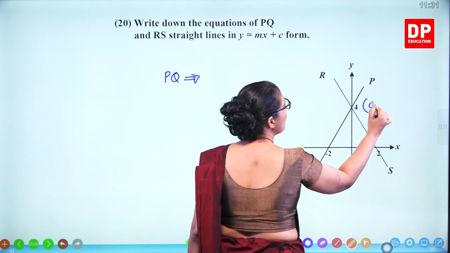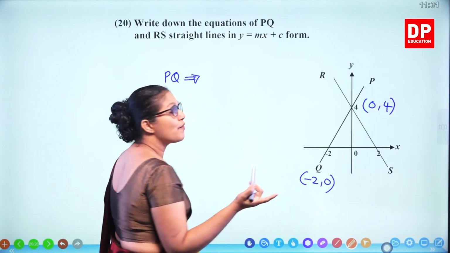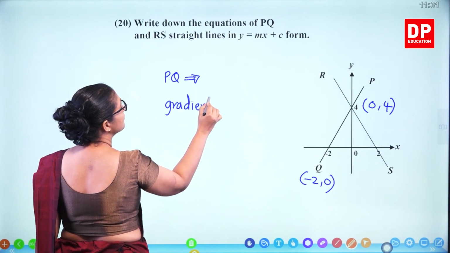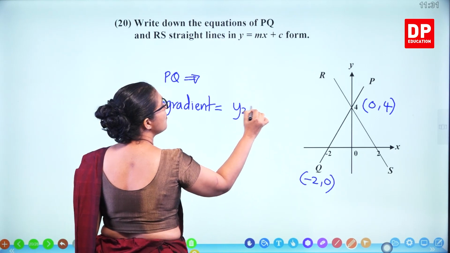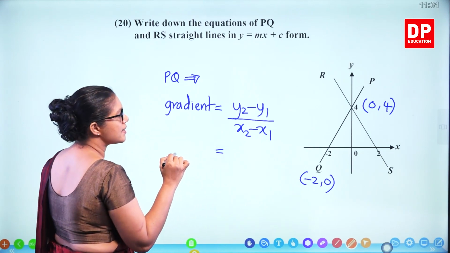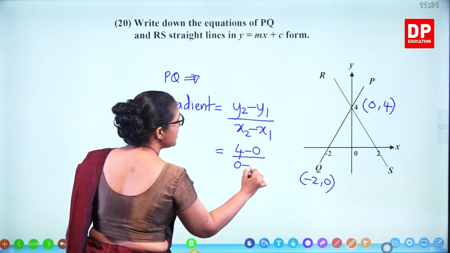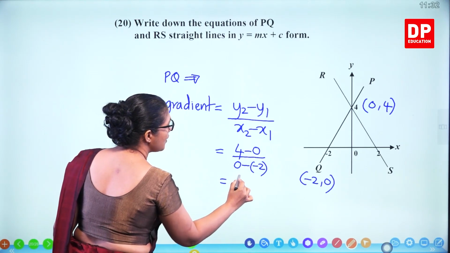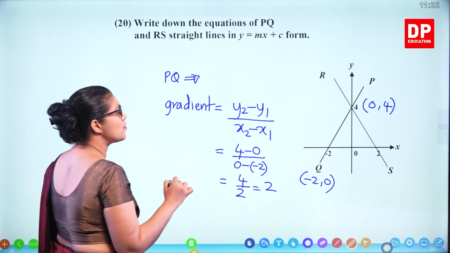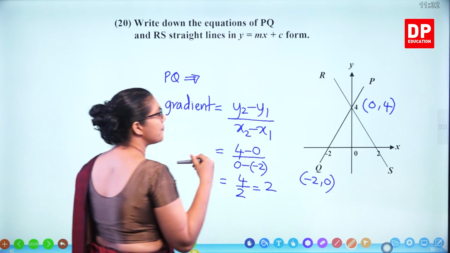This point is (0, 4) when x equals 0. This point is (-2, 0). So to find the gradient, what's the formula? y2 minus y1, the difference between y coordinates over the difference between x coordinates. So you can do 4 minus 0 and 0 minus -2. So you get 4 over 2, since minus minus becomes plus. So gradient is 2, and this is the y-intercept.